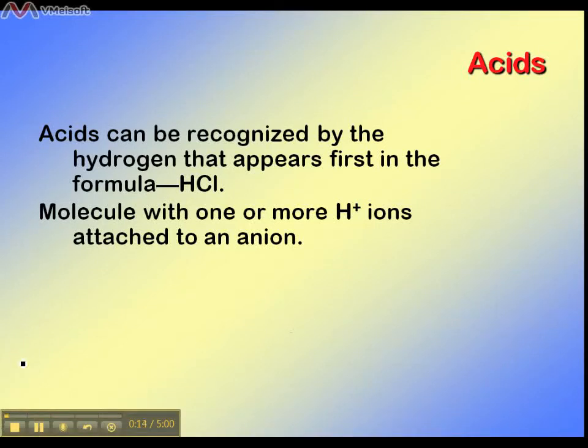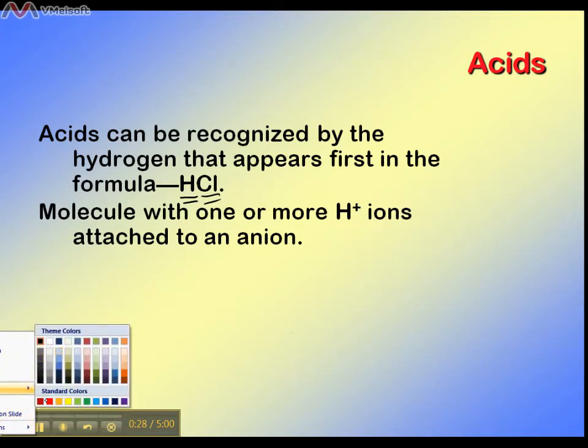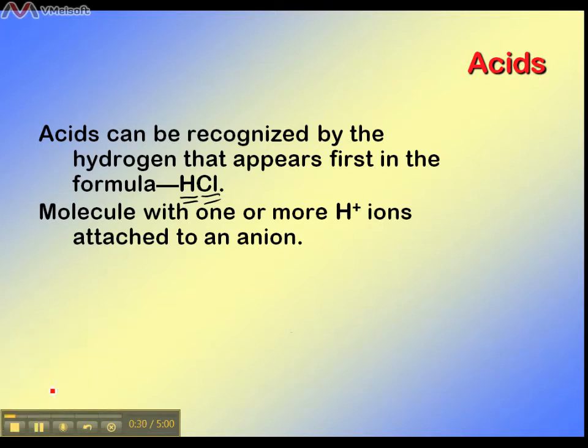Okay. So for now, our definition of acids can be recognized that if there's a hydrogen and then either a nonmetal or a bunch of nonmetals in a polyatomic ion, that is our idea of what an acid is. Okay, so this one you probably remember from first year chemistry is hydrochloric acid.